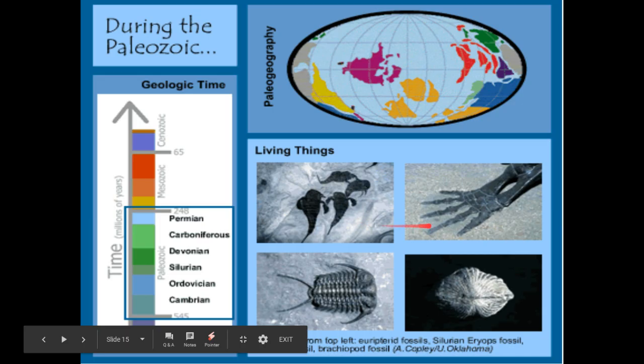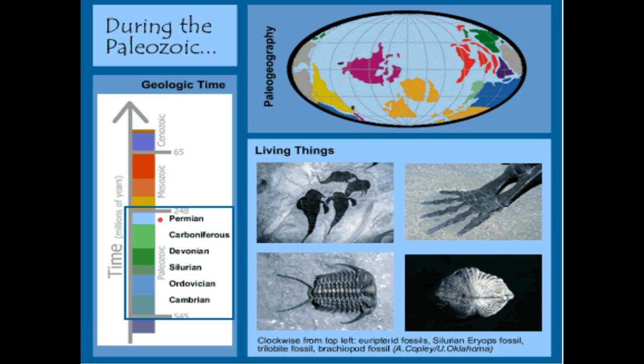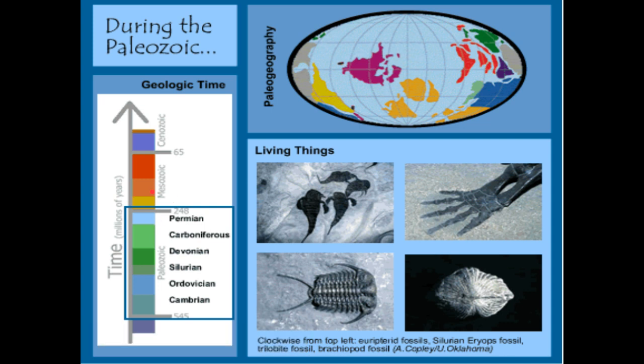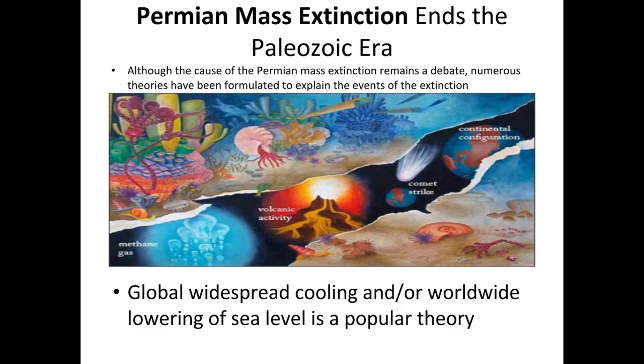first vertebrate fish, and reptiles. Here you see the major periods of the Paleozoic Era, beginning with the Cambrian Explosion and then ultimately ending with the Permian mass extinction, which would start the beginning of a new era. So how did the Paleozoic Era end?